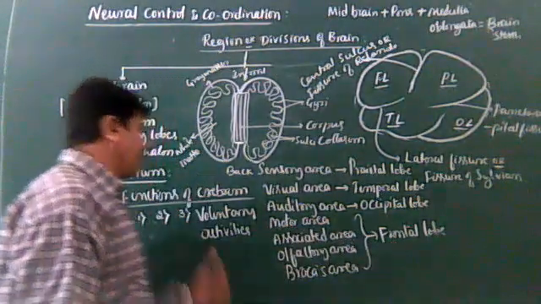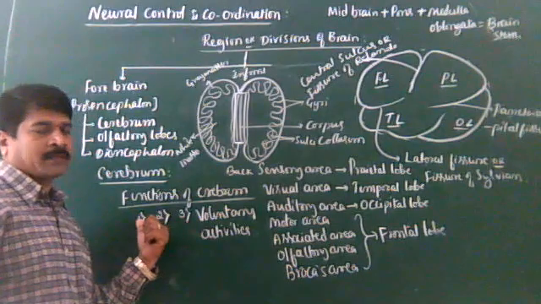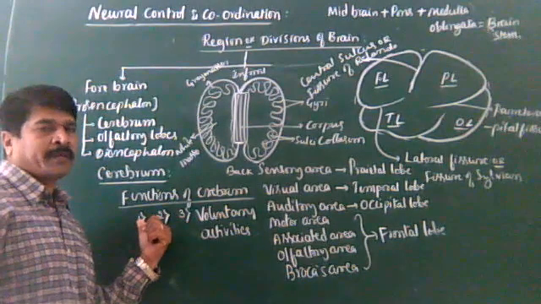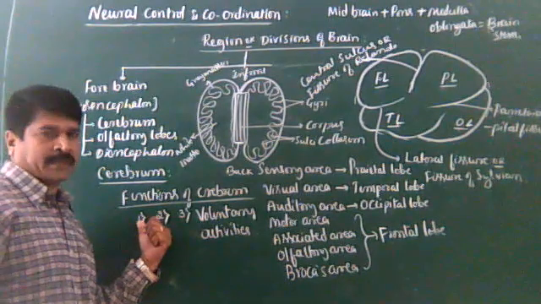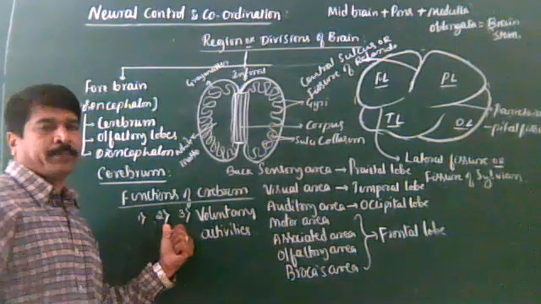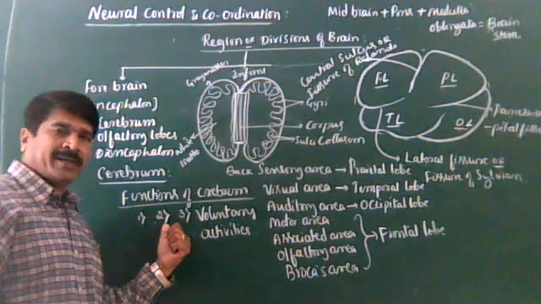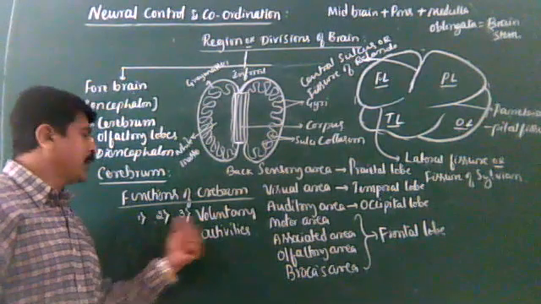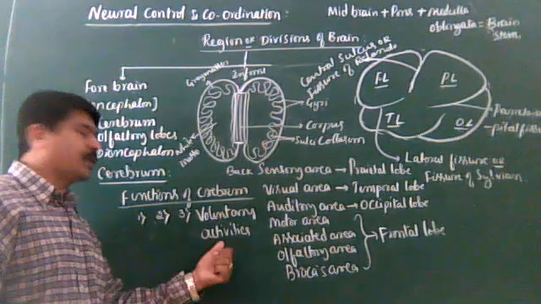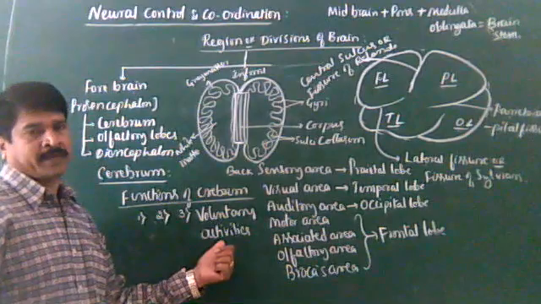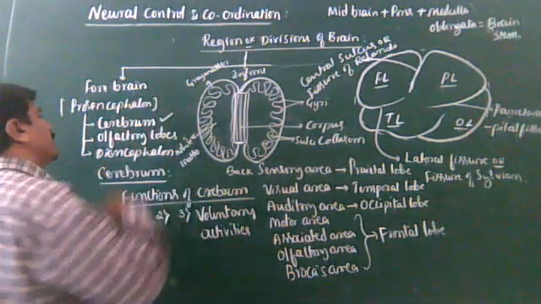Clear? Okay. Now let us come to the functions of the cerebrum. Number one, it is the seat of intelligence, learning, language, imagination, willpower, reasoning, etc. It receives the sensory impulses, pain, touch, temperature, pressure, smell, hearing from different parts of the body. It sends motor impulses to the different parts of the body and thus controls voluntary activities. Clear? So with this, we have completed the first division of the forebrain.